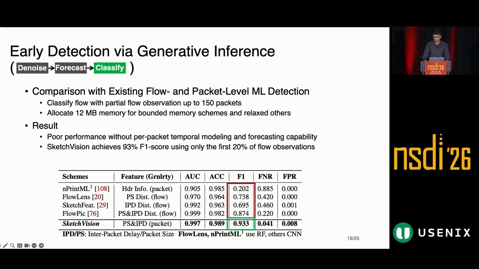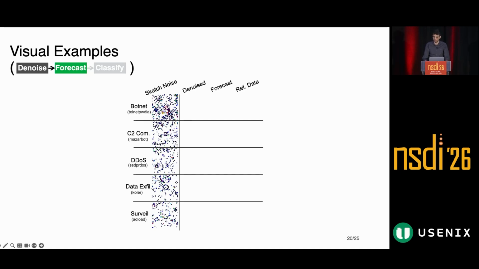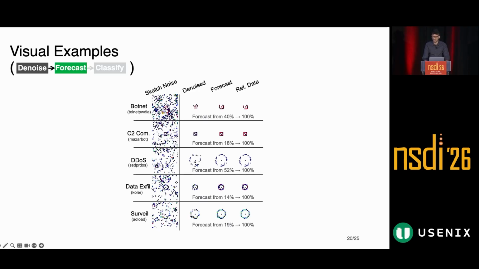In contrast, SketchVision outperforms all approaches through per packet flow behavior monitoring, which, combined with diffusion forecasting, achieves 93% F1 score with only 20% of flow observation. Now I present several visual examples across 5 categories of slow and low attacks. These samples are cropped from the sketch universe, and they are difficult for human eyes to distinguish the noise and the flow's behavior. We denoise them by passing them through our diffusion denoiser and then to the forecaster. And as you can see, the predicted results are very close to the ground truth.